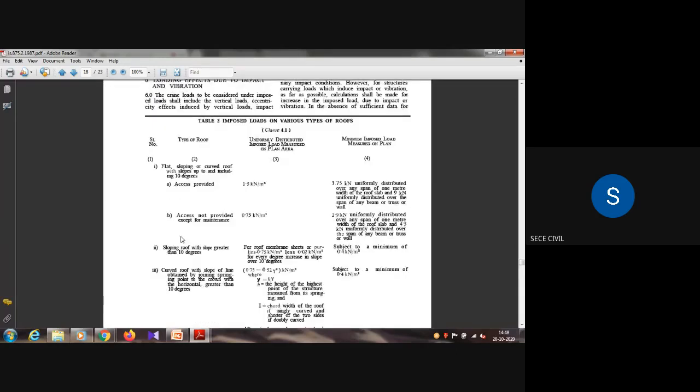So in this table, the second one, sloping roof with slope greater than 10 degrees. This is the case for our problem. For our problem they gave the slope as 26°. This is more than 10 degrees, so we have to see case 2. Serial number 2 is for sloping roof with slope greater than 10 degrees.